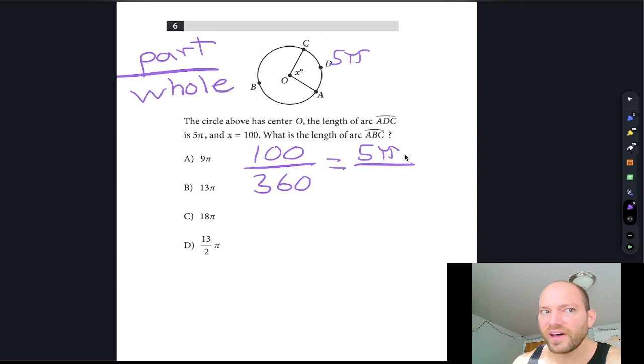Now, what does 5 pi represent? It's the arc length, right? The length of arc ADC. So if 5 pi is the part, the whole is going to be the whole circumference. I'm just going to call that x. 100 over 360. Didn't we just do that for a different problem? I think we canceled, yeah, it ended up being 5 over 18, right?